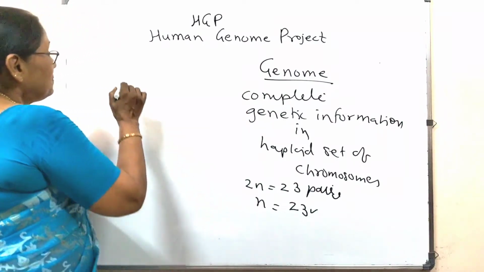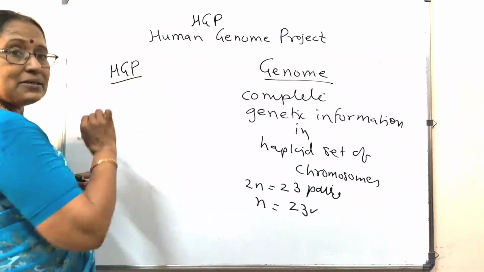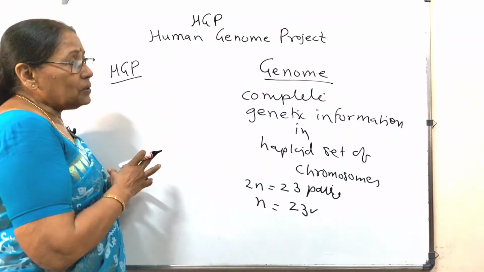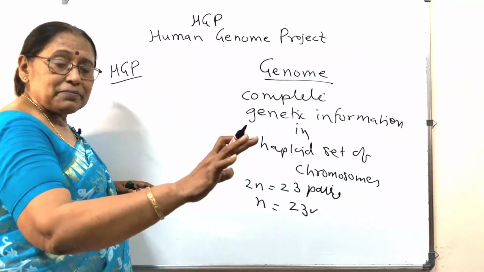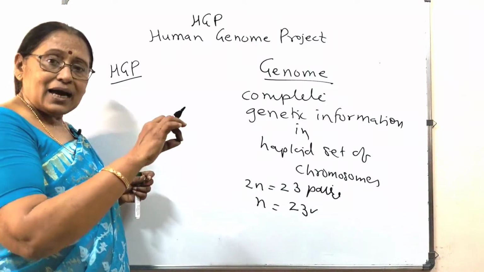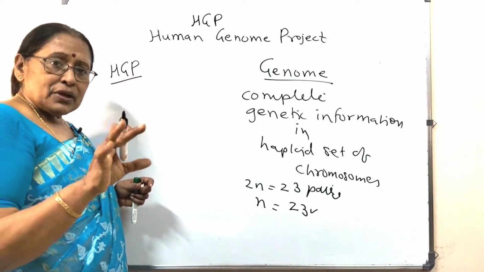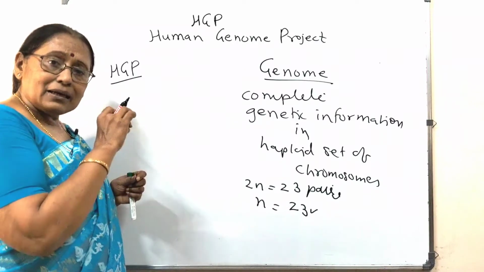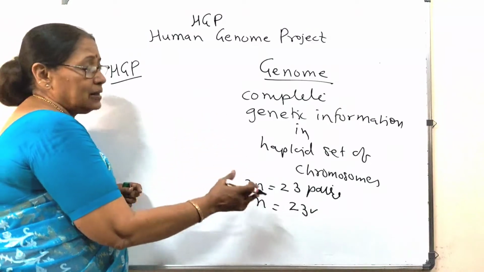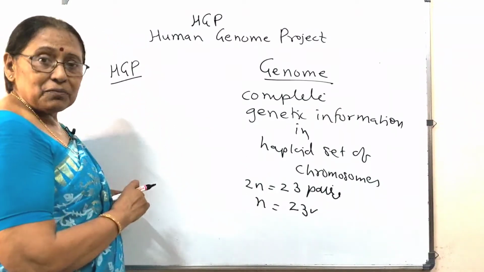Now let us see what is Human Genome Project. It is a very ambitious project, students, to find out the complete nitrogen base sequence. You know that on the DNA the nitrogen bases are arranged one by one. The nitrogen base pairs are there. So to find out the complete nitrogen base sequence in the haploid set of chromosomes is Human Genome Project.